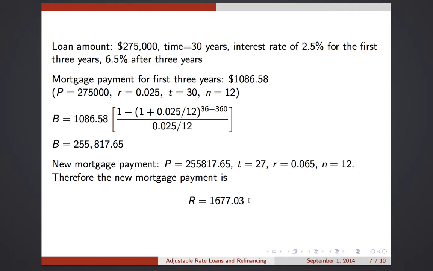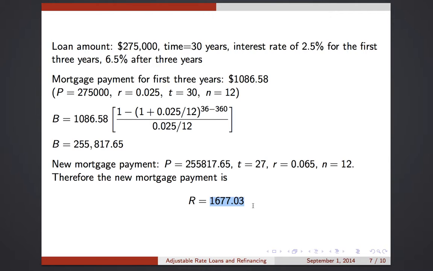Okay, $1,677.03. So what happened was their original payment was $1,086.58. Using that payment, they still owe 256 grand 3 years later. Now using this remaining balance as a principal, I get that their new payment is $1,677.03.